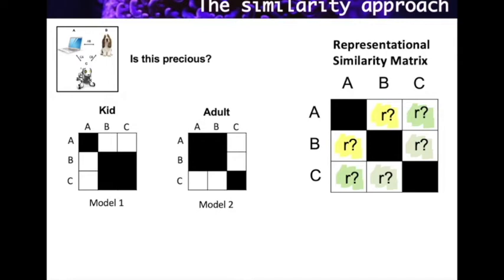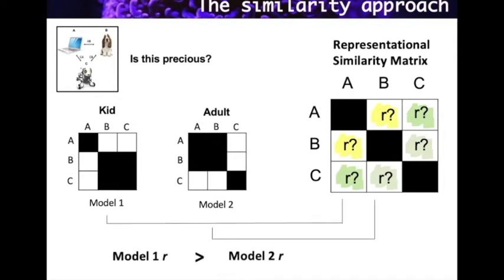Now, the advantage of representational similarity is that we can simplify the problem by quantifying to which extent each of these theoretical models fit better to the real data. For example, in that case, we may find that the theoretical prediction of model 1, which relates to the kid, provides a higher correlation value with the real data than the other model, or the other way around.